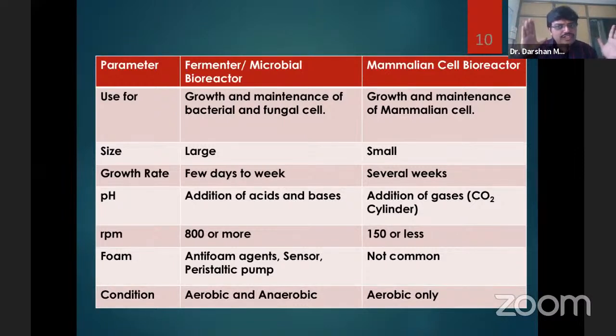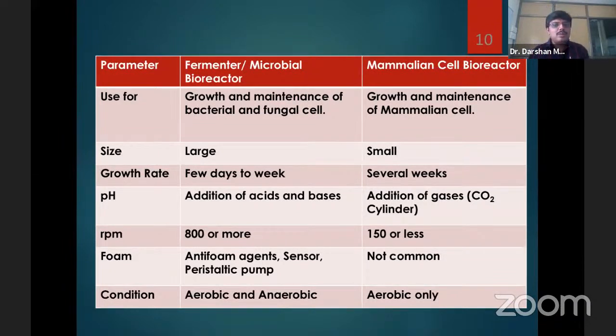Thank you for the response. Okay. Now, another difference. Whenever you are going to work with the fermenter, there is always a chance the speed is very high, right? Because of that particular reason, there is always a chance of foaming.